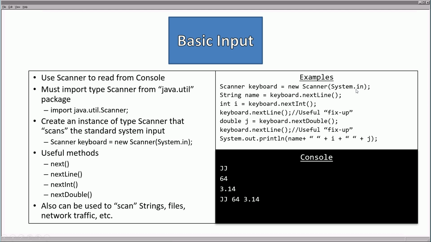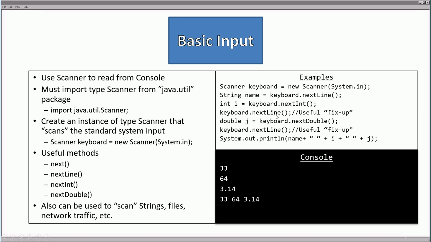Now in this example, we create this new instance keyboard and tie it together to our standard system input. Then what we do is call String name and assign this to keyboard.nextLine. So if I were to enter JJ and press enter, the name that's assigned here is JJ. After that, we declare this int i and then assign it to keyboard.nextInt. So then if I were to enter 64 and press enter, the value 64 is stored inside of i.